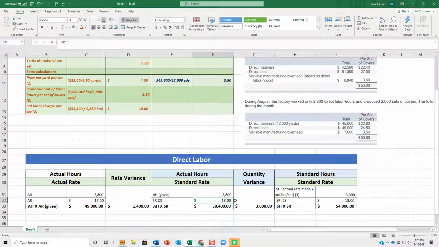All right, and it also shows me that I should have spent 3,000 hours making those 2,000 sets of covers, but I actually only spent 2,800 hours. So again, favorable, which is why both of these balances are favorable. That's under 5 minutes, and I'm done.